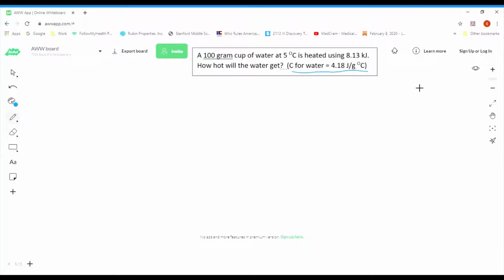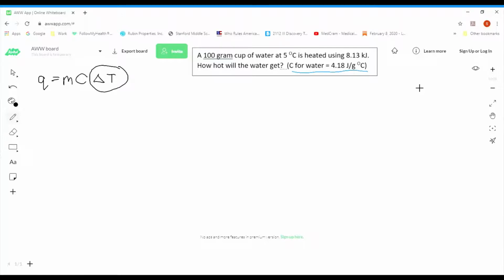Okay, so we're going to use our equation again, our equation for heat. Q is equal to M times C times delta T. And if we can figure out what the delta T is, how much the temperature changes, then we can figure out the final temperature. It starts at 5, so whatever the temperature changes, we'll just go up from 5. That's going to be our plan for this one.